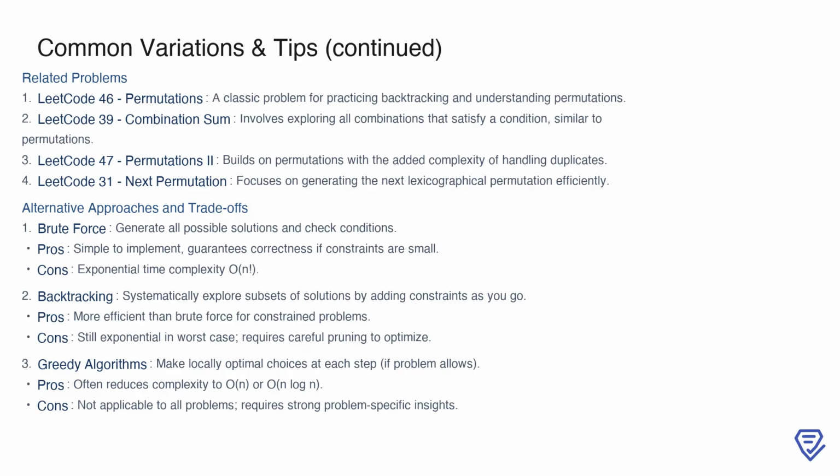To optimize backtracking, pruning unnecessary branches is crucial. Greedy algorithms are another alternative, where you make locally optimal choices at each step. These often reduce complexity to O(n) or O(n log n), but they only work for problems that allow this approach, which requires careful insight.